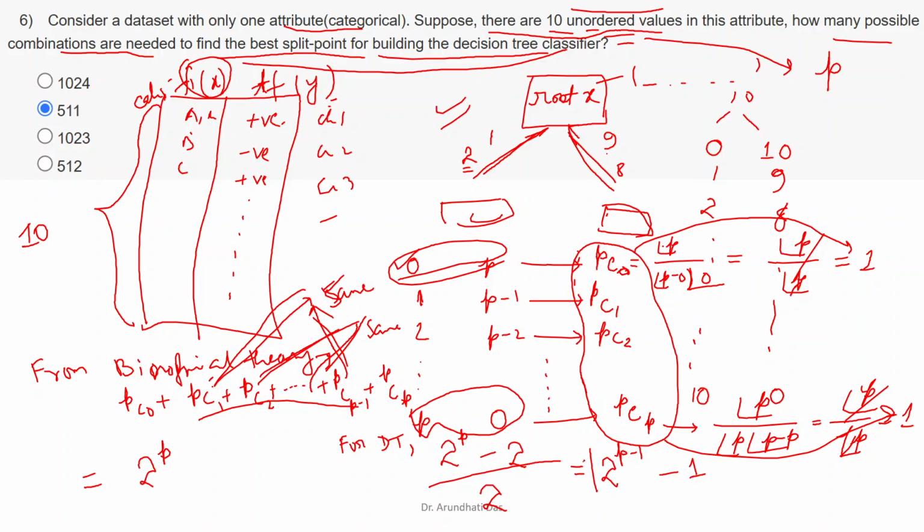So the final generalized value for p unordered values in an attribute is 2 to the power p minus 1 minus 1, and we are given this p value as 10, right? So it will be 2 to the power 10 minus 1 minus 1, which is equal to 2 to the power 9 minus 1, which is nothing but 511. So option 2 is the correct option.